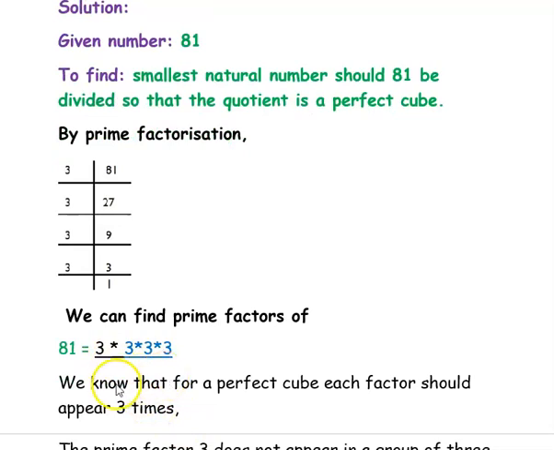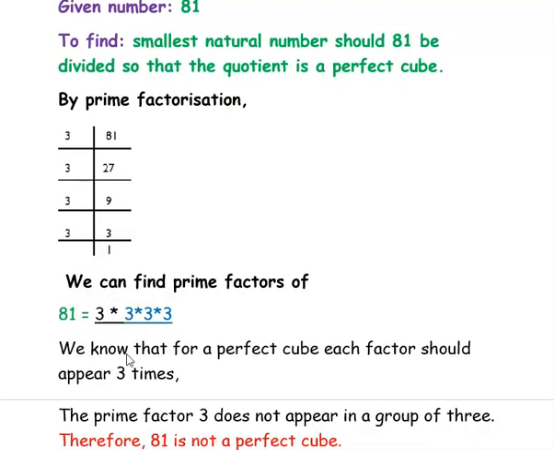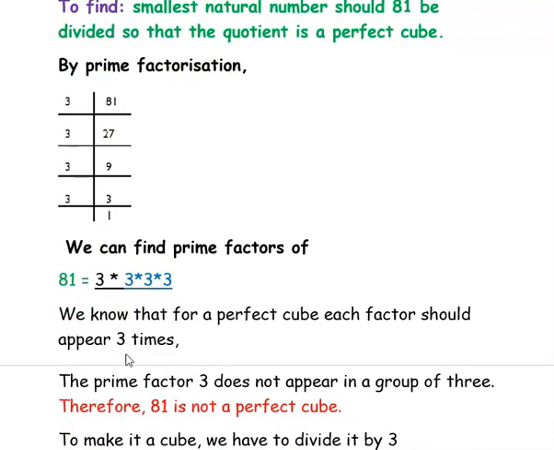But we know that if a number is a perfect cube, then each factor should appear 3 times. But here 3 appears 4 times. We can group three 3s, then one 3 will be left. It doesn't have a group. So we can say that 81 is not a perfect cube.